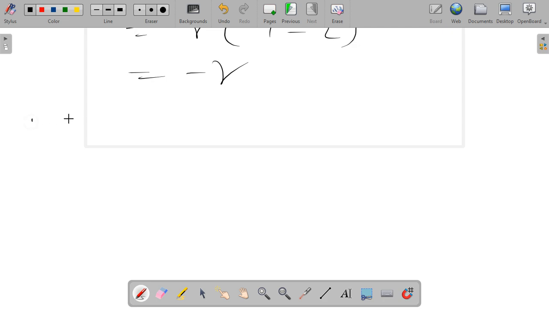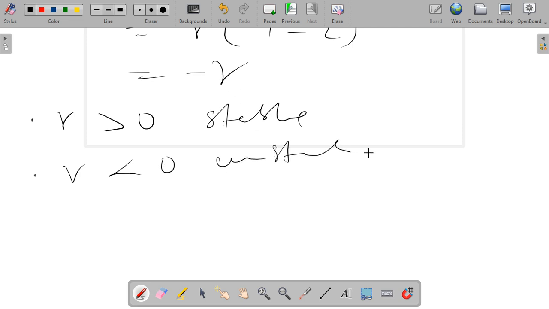So since we have minus r, what do you say? If r is greater than 0, that means r is positive, and if you put it here, it will give you negative. So we say it is stable. If r is less than 0, negative times negative will give you positive, so we say unstable. If r is equal to 0, then neutral. So know that this one is just like the opposite of the other one.